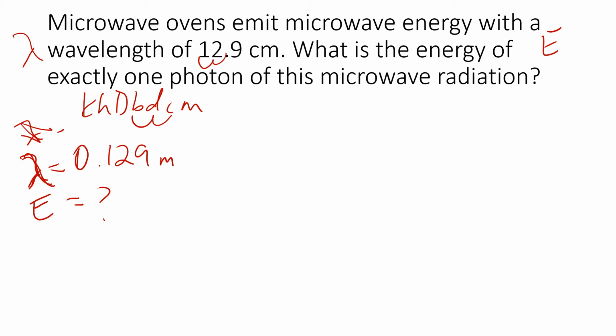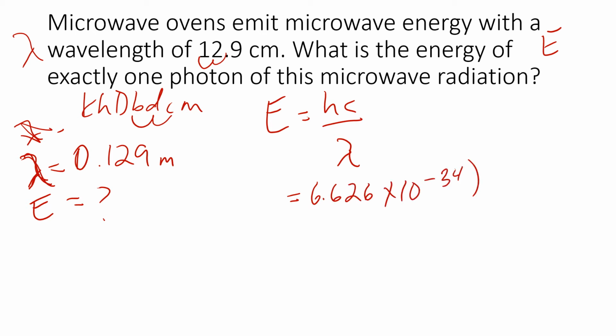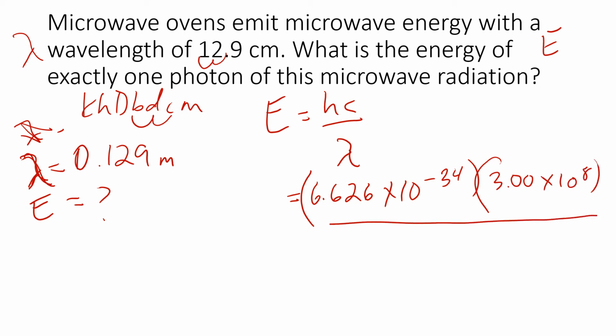We only have two variables or two symbols, but one of our equations is capital E equals hc divided by the wavelength. h and c are numbers you're going to have anyway, so those are constants. You're going to have them. So h is 6.626 times 10 to the negative 34. Multiply that by c, 3.00 times 10 to the 8. Divided by your wavelength, 0.129. So I'm going to do my math really quick.